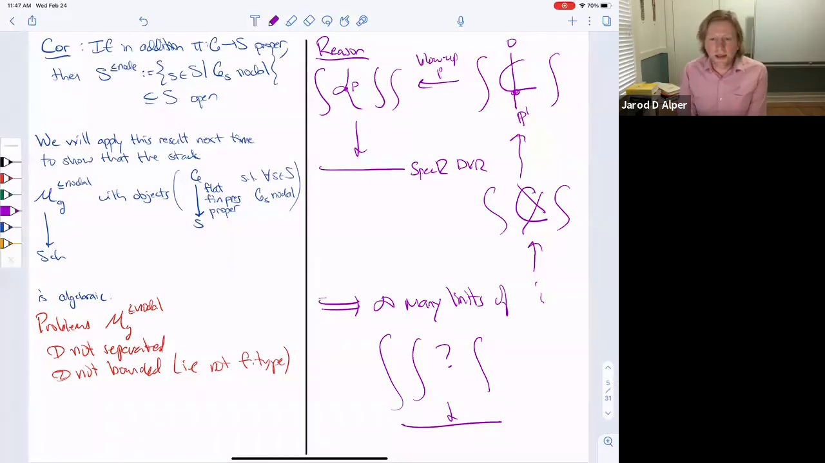So this suggests we should restrict to a smaller locus, and this is the reason we're going to introduce stable curves. So that's our motivation for introducing stable curves, which we'll do on the next slide. I think this is a good time to pause for questions.